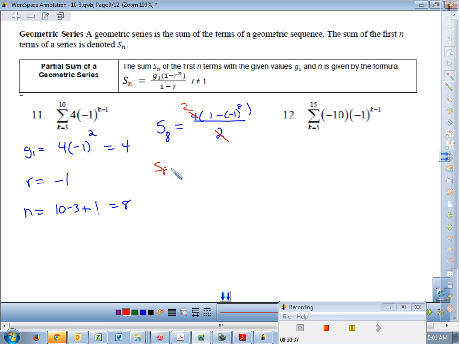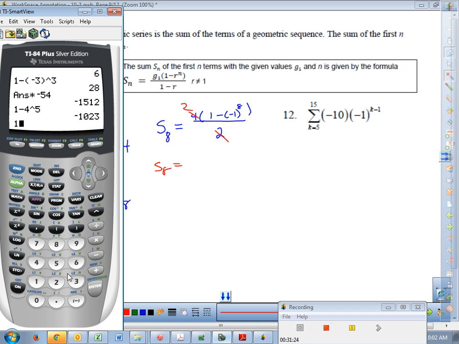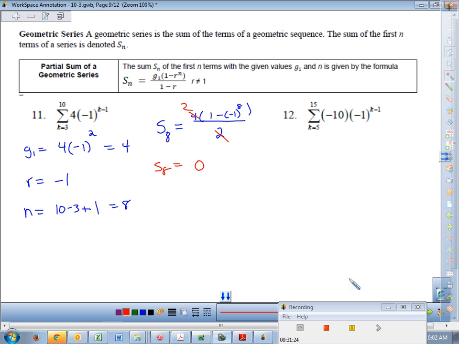Now the sum of those 8 terms is going to be, well, let's see. It's 1 minus negative 1 to the 8th. Before I even hit equals, what's negative 1 to the 8th power going to be? Positive 1 or negative 1? Positive 1, right? What's 1 minus 1? Take that times 2. What'd you get? Well, isn't that amazing that all those terms added up to be how much? 0. Cool.